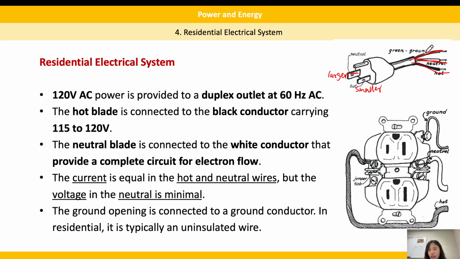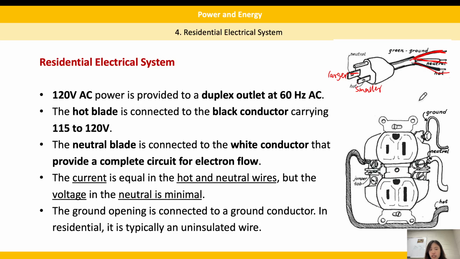And this one is green. This connects to the green ground. So this is a grounding system. The current is equal in the hot and neutral wires, but the voltage in the neutral is minimal. And the ground opening is connected to a ground conductor.